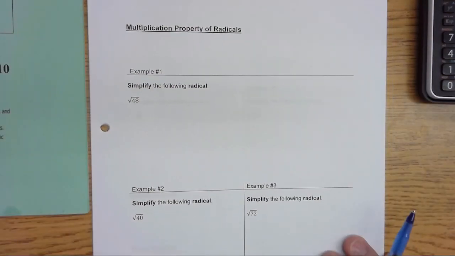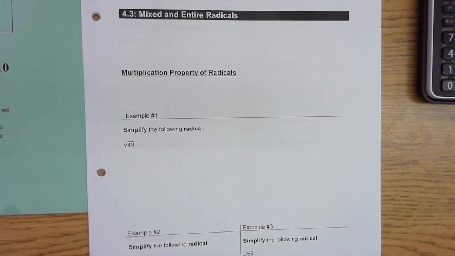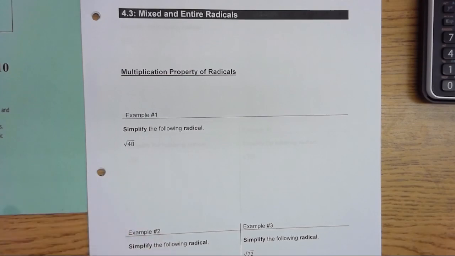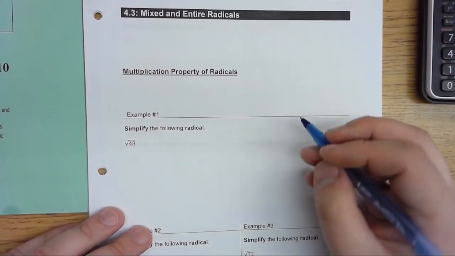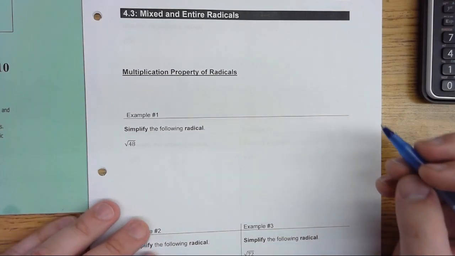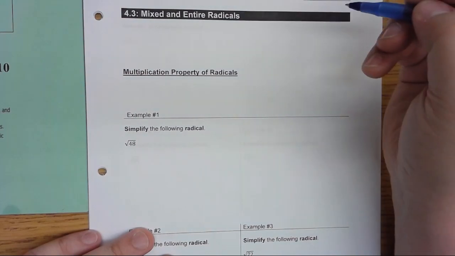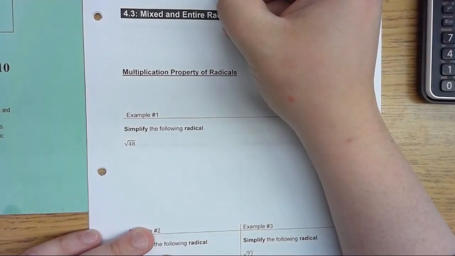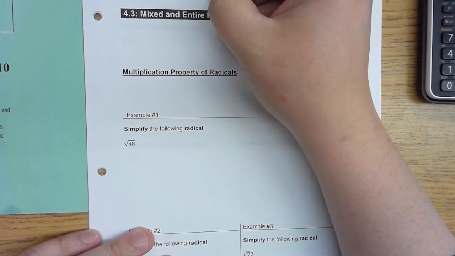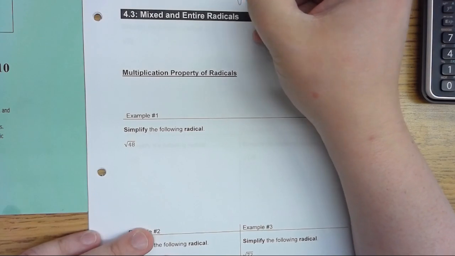Okay. Moving into lesson 4.3, because 4.2 was pretty short, as you saw. We're going to take a look at mixed and entire radicals. Now, you already saw me kind of deal with radicals a second ago when I talked about square rooting. The square root is a radical. The cube root that you saw me play with a minute ago is also a radical. Think of a radical as any number under a root sign, or for example, an nth root.